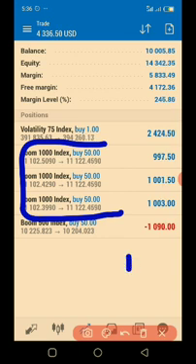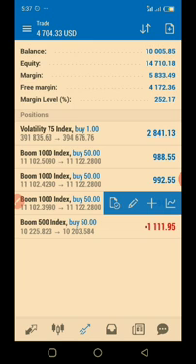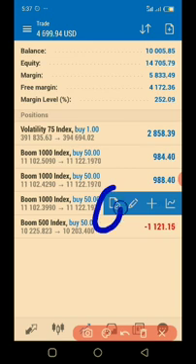So since we're already in profit, we want to close some part of the trade while the trade is still on. So what you do now is you have to click on the trade. Look at it here. You click on it, then you click this icon button here, this one here.